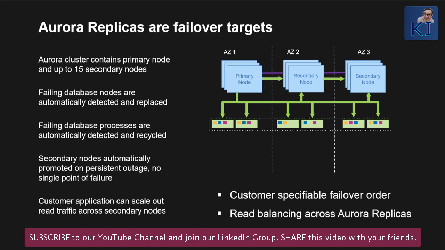And other things, the customer application can scale out read traffic across secondary nodes, or basically across multiple replicas which are there. You can do that by hitting the reader endpoint, or you can go ahead and create your custom endpoint as well, right? We talked about load balancing across different replicas, which is done by the endpoint. We talked about that as well. So that was an overview of the Aurora service.